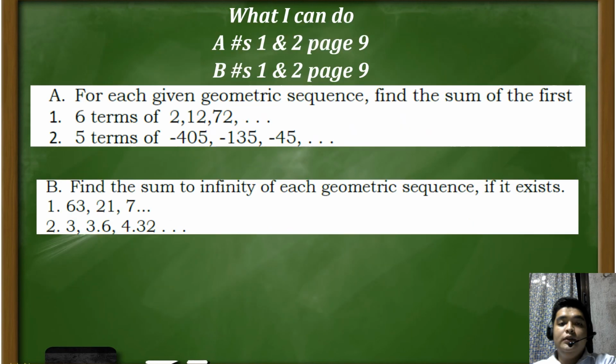Okay? So, for your activity, you will answer What I Can Do on page 9, A and B. For letter A, for each given geometric sequence, find the sum of the first 6 terms for number 1, then the first 5 terms for the second. In letter B, find the sum to infinity of each geometric sequence if it exists. Okay?